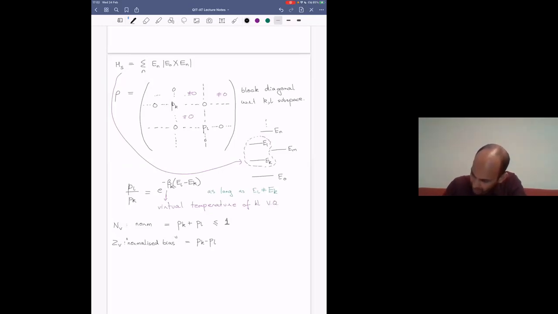And because of this, what we define the normalized bias to be is the bias divided by the norm, which is PK minus PL upon PK plus PL. And this we can verify, if I change it into this form, you see now it's going to have the same 1 minus upon 1 plus the Gibbs factor. And that, as you can verify easily, is again tanh of the virtual temperature times the energy gap upon 2.